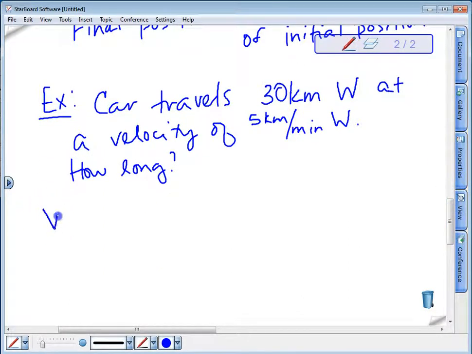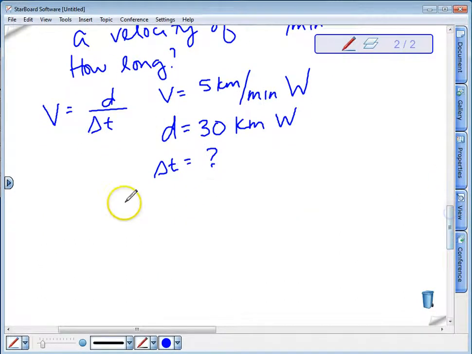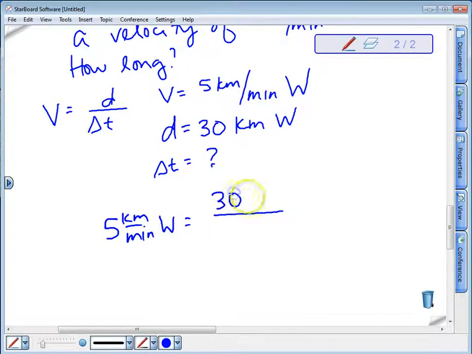Well, I know I'm going to use the formula velocity equals displacement over change in time. My velocity is 5 kilometers per minute west. It's a very fast moving car. My displacement is 30 kilometers west. And my change in time, that's what I'm looking for. So I can plug in 5 kilometers per minute west is equal to 30 kilometers west over change in time.